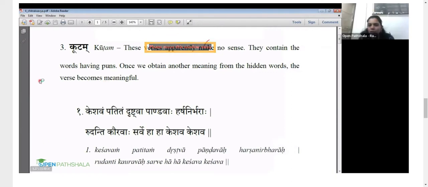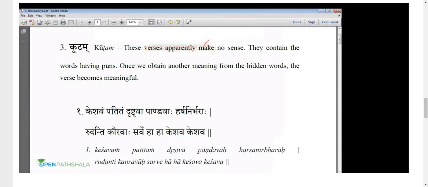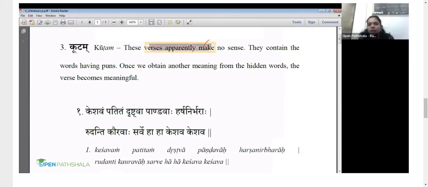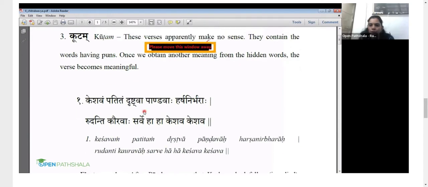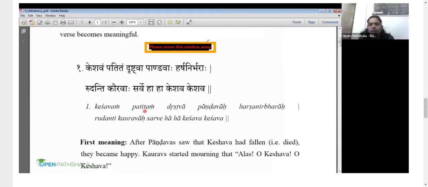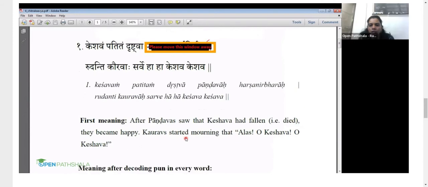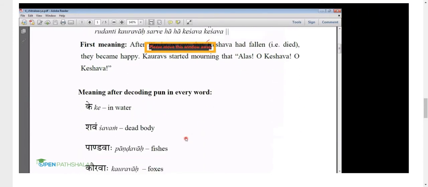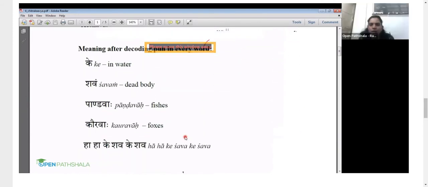Anyone else want to give a thought? With this hint given by Geetanjali ji, maybe. Okay, do you wish to separate Keshavam? Yes, yes, that is the way. Would that make the meaning? Let's see how it goes.